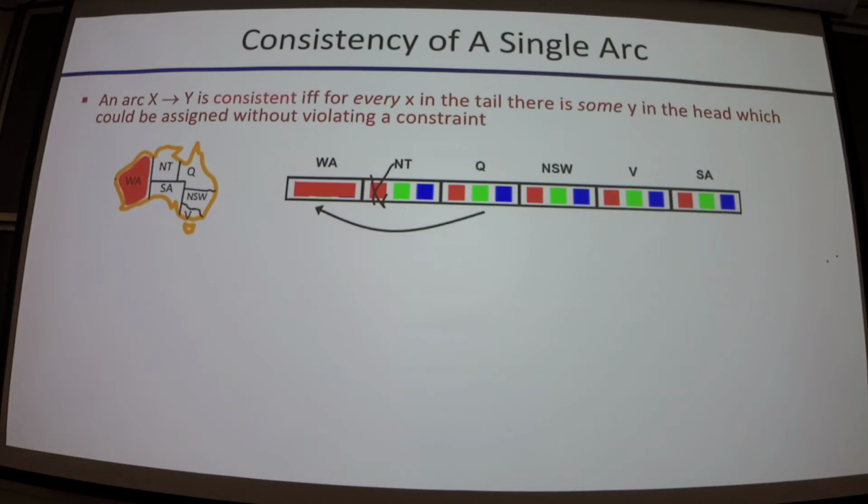How about from Q to WA? Is this consistent? Who says no? Who says it's inconsistent? Who says it is consistent? Why is it consistent? They don't share any constraints. That's exactly right. So this highlights the difference between an arc and a constraint. Arcs exist between all pairs of nodes and have nothing to do with the constraints necessarily, although consistency between these is a function of the constraint. So if we pick red for Q here, what's the value in WA that works? It's red because there's no constraint.